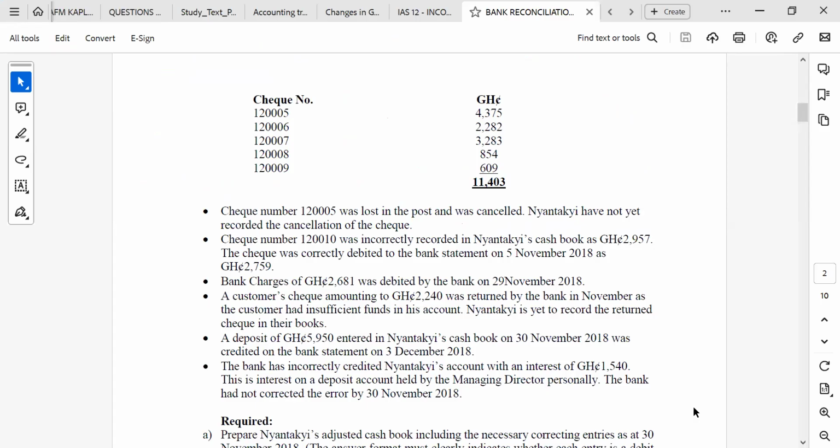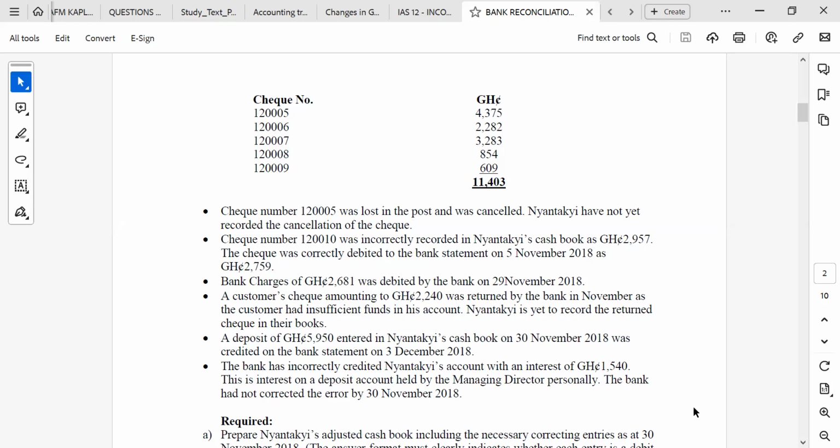Deposit of 5,960 Ghana cedis entered in Nyantechi's cash book on 30th November 2018 was credited on the bank statement on 3rd December 2018. Okay, so what is the name given to that check? Uncredited check. So that will not have any effect on the cash book. This is a reconciliation figure. That will be a bank reconciliation figure.